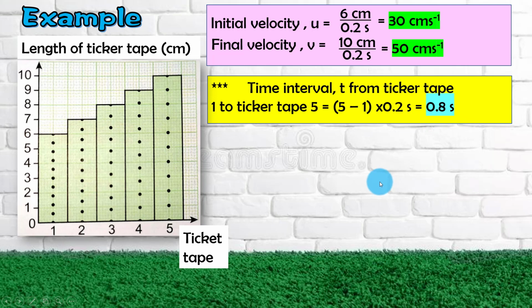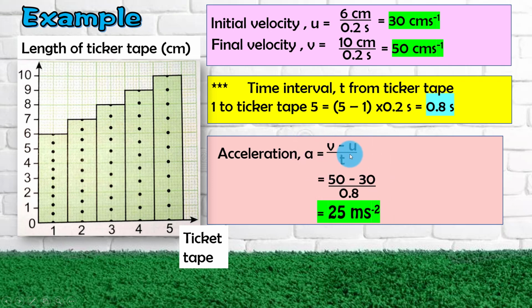Okay, so from here I can do the calculation for acceleration. So acceleration equals v minus u over t. What's my v? v is the final, 50. Initial is 30. Time interval 0.8. So the final answer I get is 25, sorry, not meter, it's cm because we follow here, 25 cm s^-2. So I just write here, that's cm.